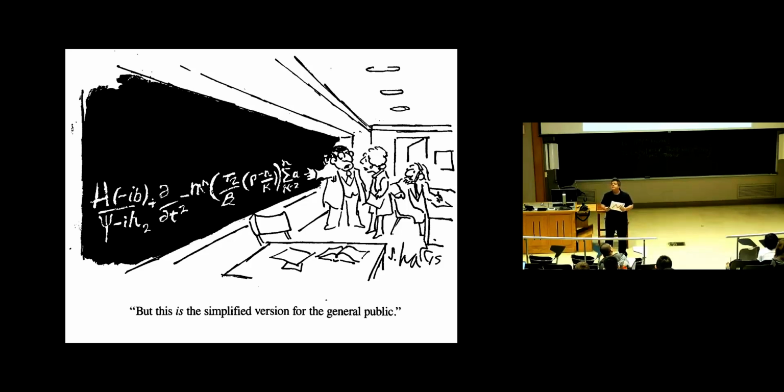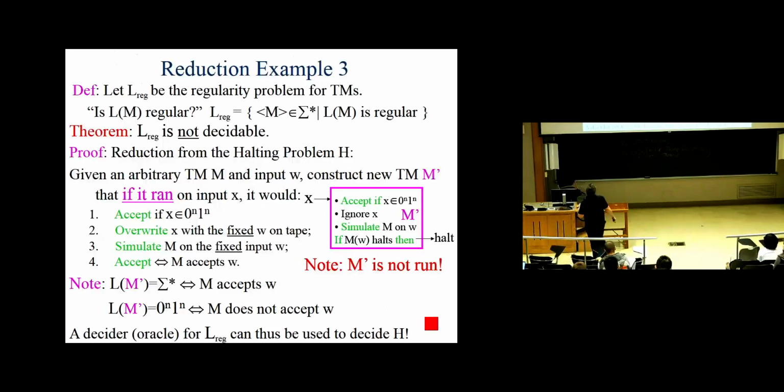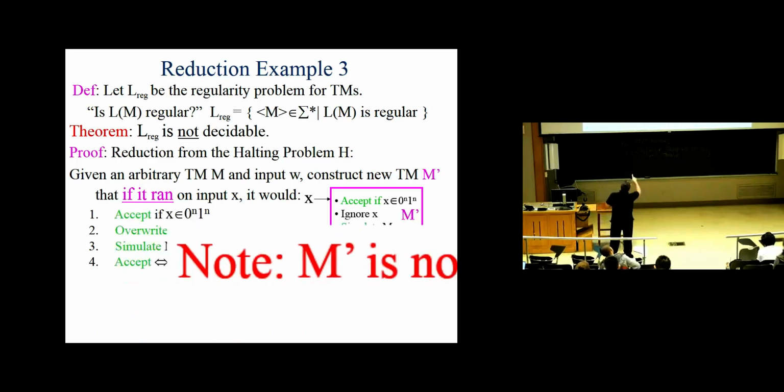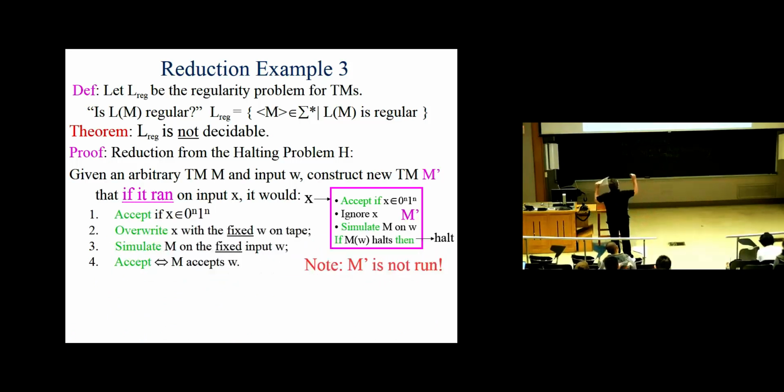Okay. Yes, can you go over why you don't even need to run M prime? So why do I keep emphasizing this so much, that we're not running M prime, in red and in bold and in large font and in flashing font? Why is it so important that we don't run it? Because the oracle for solving whether M prime's language is regular or not has complete leeway in how to solve it. It doesn't have to run some long simulation.